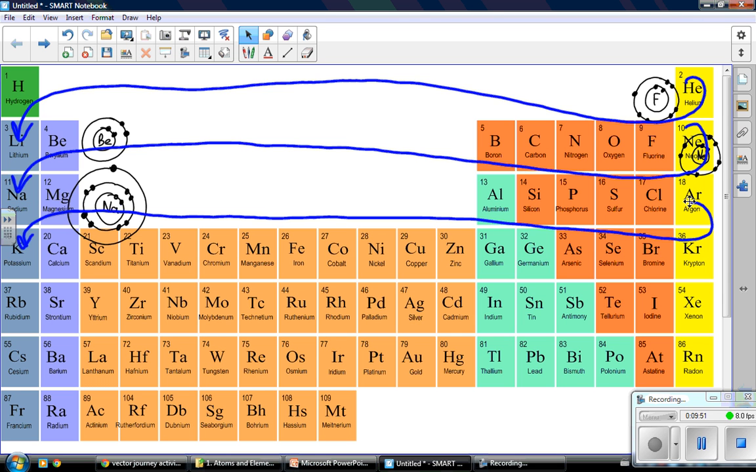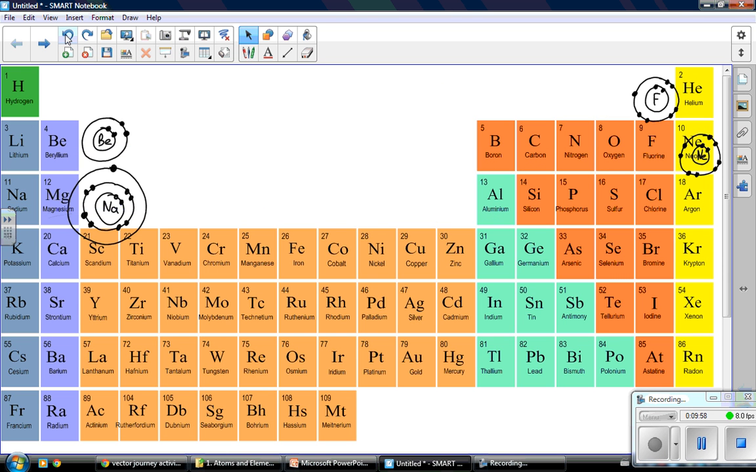18 on the 4th shell. How many did the first shell hold? 2. So if we look at hydrogen and helium, and then we moved on to the next shell. How many did the second shell hold? 8. And look how many elements we've got: 1, 2, 3, 4, 5, 6, 7, 8. How many does the third shell hold? 1, 2, 3, 4, 5, 6, 7, 8.